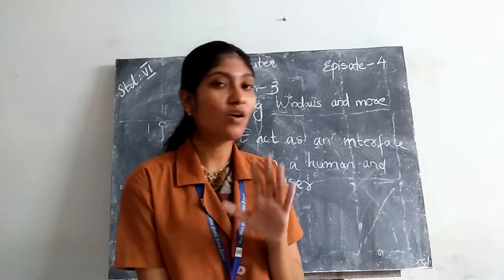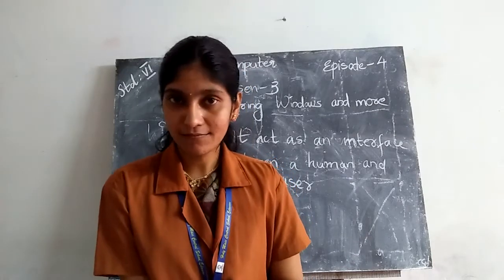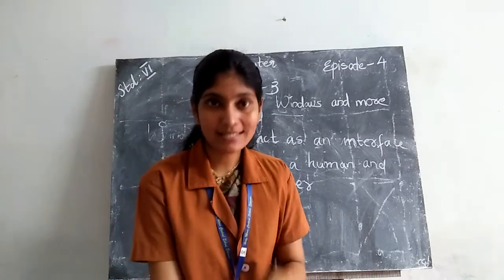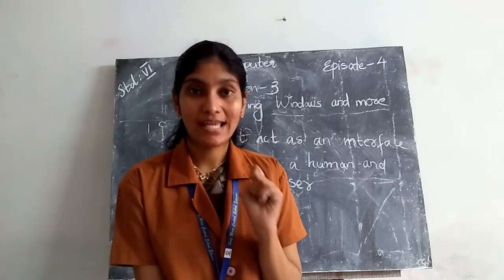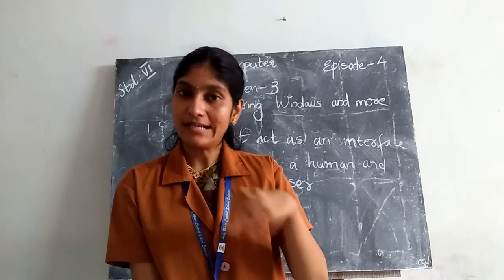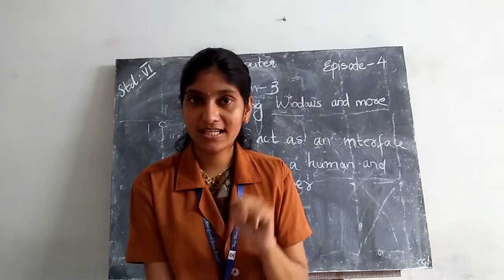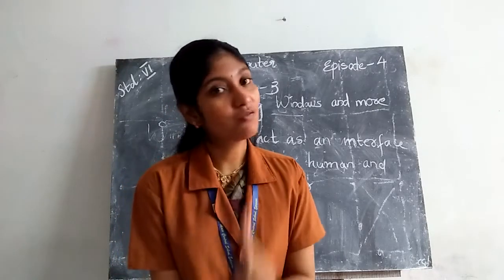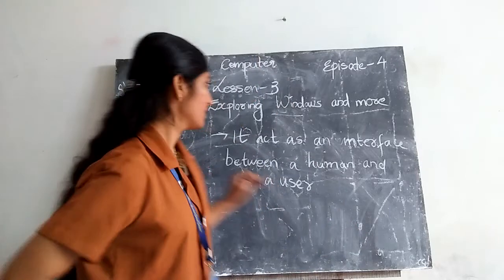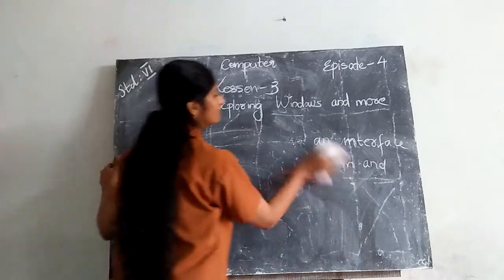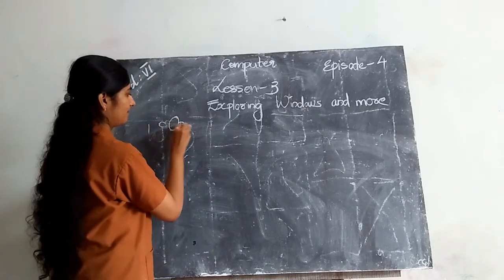So the definition of operating system is: operating system handles files and folders, then it manages the components of a computer, and then third point, it handles the external devices connected to the computer, and finally it handles the applications run on the computer. So we can divide this definition into 4 parts.